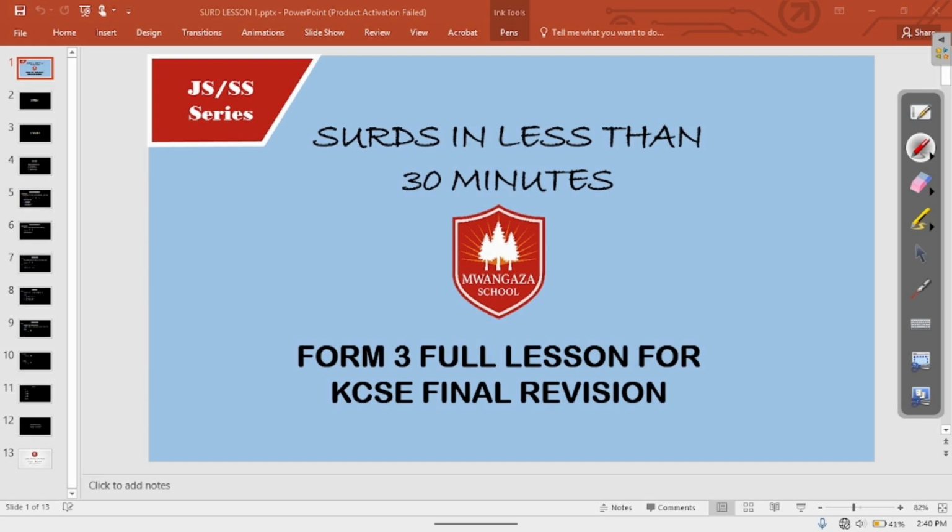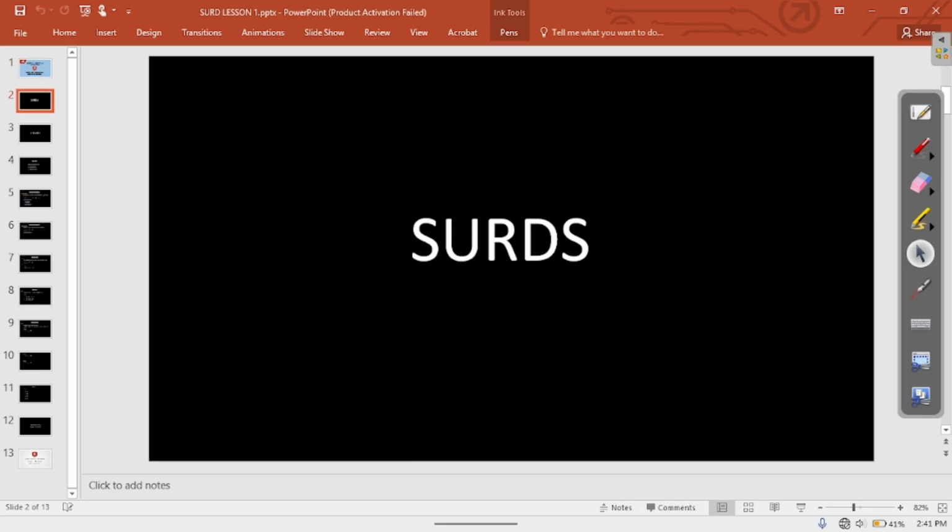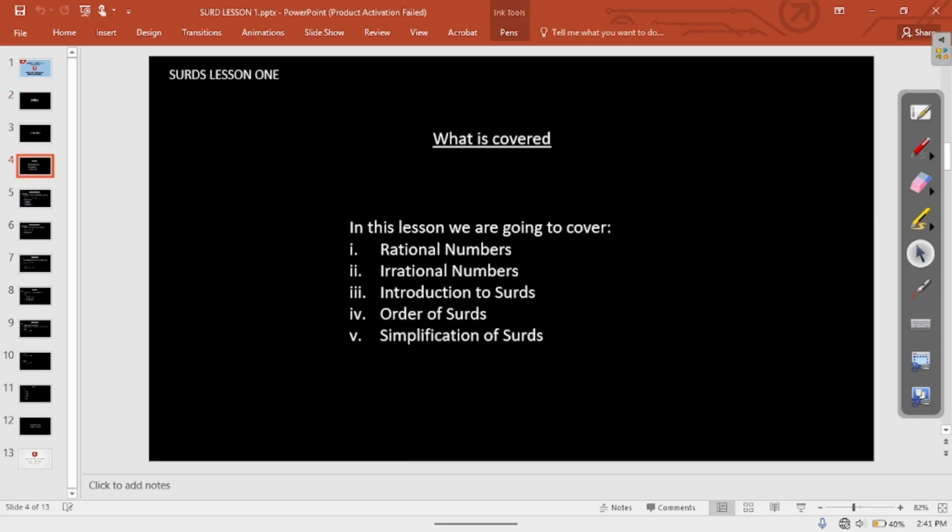We're going to discuss Surds. Surds is a Form 3 question and is also an area that is really set a lot in KCSE. So in our Surds lesson 1 today, we are going to look at a number of things. The first one is rational numbers, the second one is irrational numbers, third an introduction to Surds, then order of Surds, and lastly simplification of Surds.